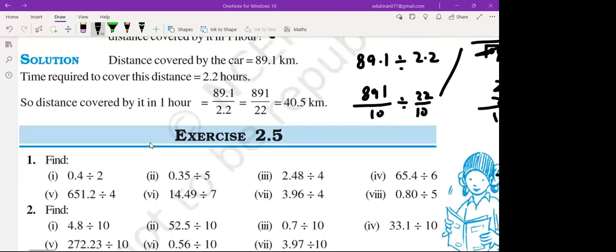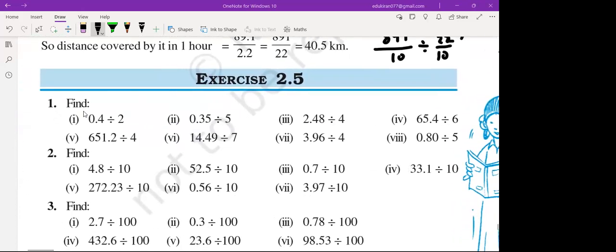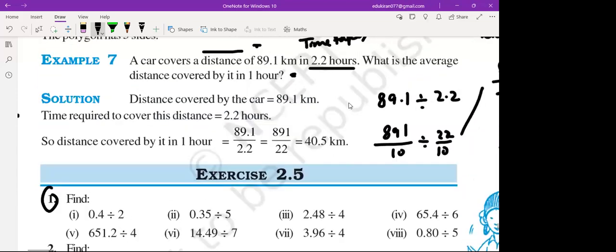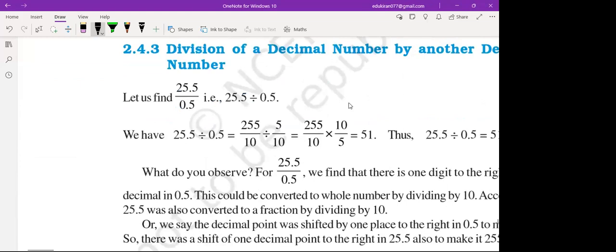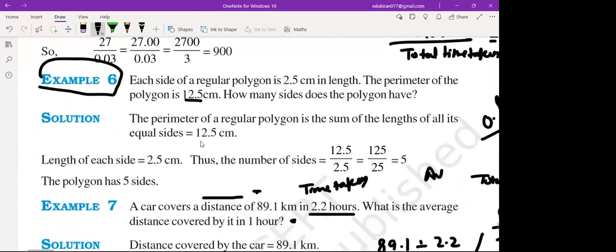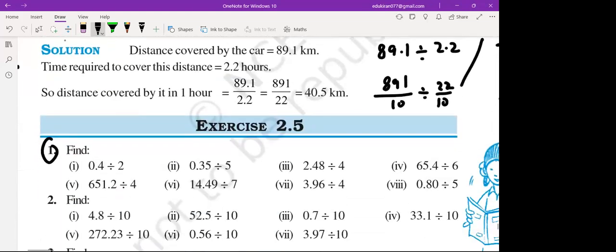Then we'll start with question number 1. Now for question number 1, you will do all the parts. I've already told you how to do and what to do, right? Everybody knows how to divide. Anyone who doesn't know how to divide? No? Everybody knows, right? So you will do question number 1, all the parts, and we'll discuss that.